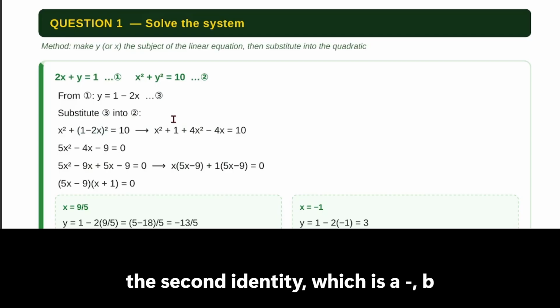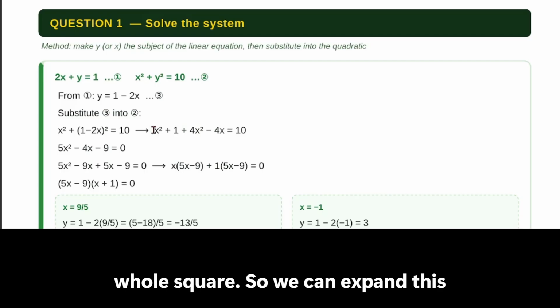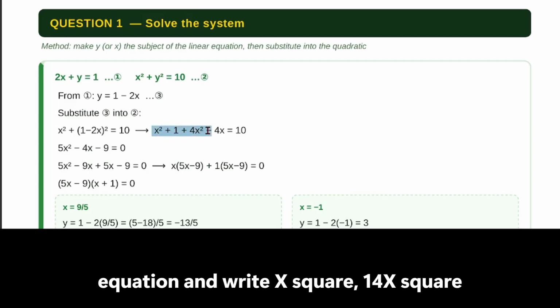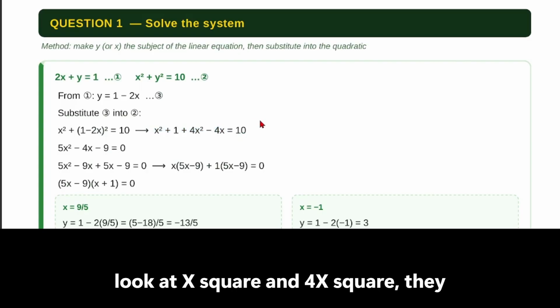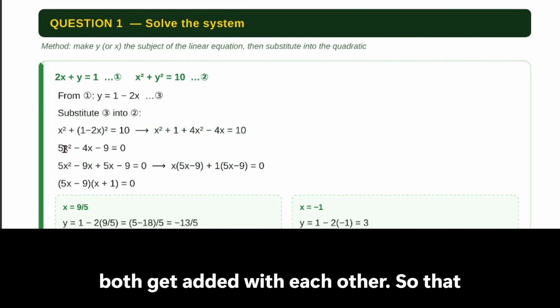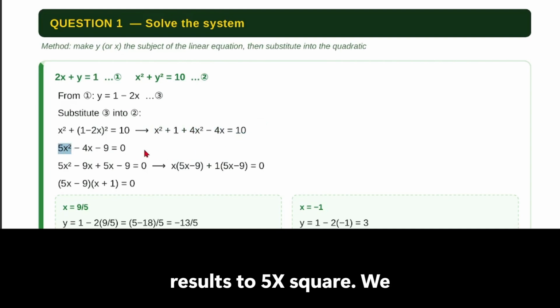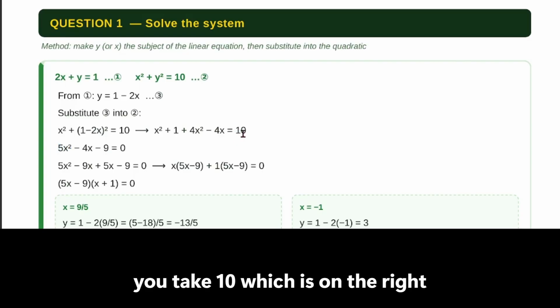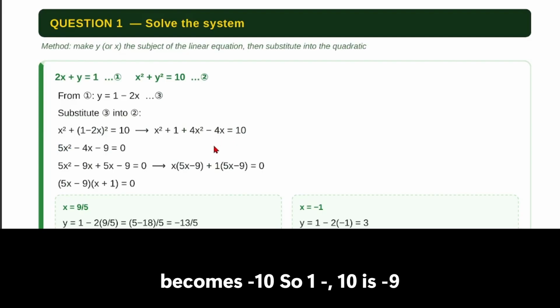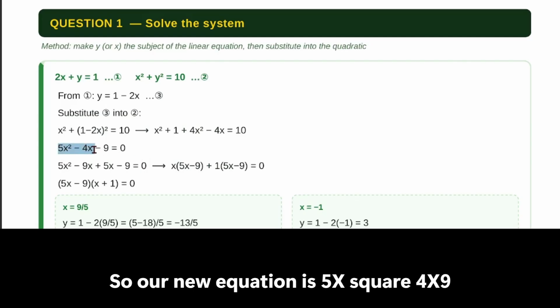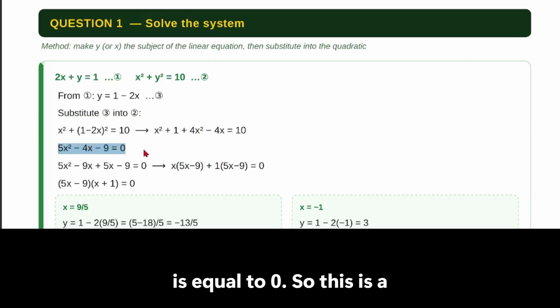Now 1 minus 2x whole square, that looks a lot like the second identity, which is a minus b whole square. So we can expand this equation and write x square plus 1 plus 4x square minus 4x is equal to 10. Now, if you look at x square and 4x square, they both get added with each other, so that results to 5x square. If you take 10, which is on the right side, and bring it to the left, that becomes negative 10. So 1 minus 10 is negative 9. So our new equation is 5x square minus 4x minus 9 is equal to 0.